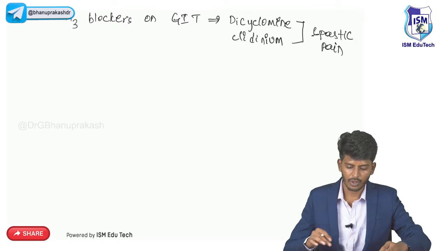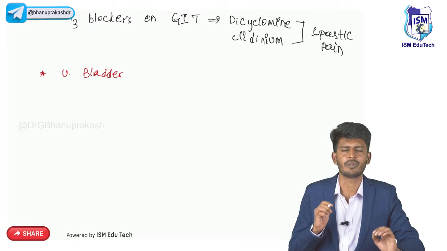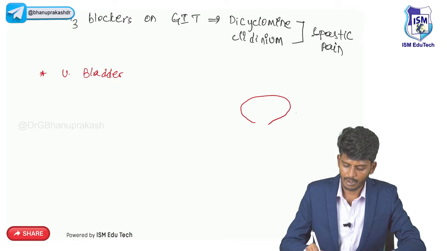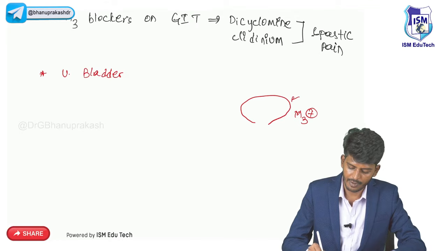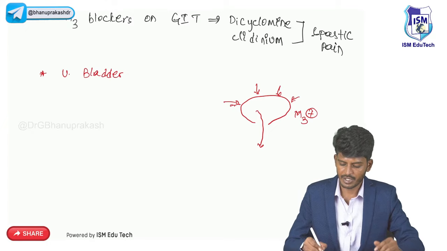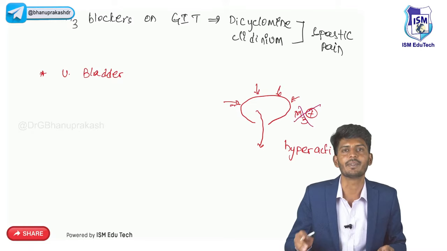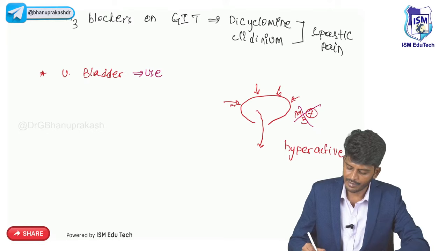Let's go to the next important location. That is your urinary bladder. Guys, please listen to me very carefully. Confusing aspect. Consider this is your bladder. In the bladder, which receptors are there? M3. So, if I stimulate the M3 receptor, the bladder will contract. If the bladder contracts, urine will come out. If I have a patient with a hyperactive bladder, meaning frequent urination, for that patient, what I have to do? I need to block this M3 receptor. So exactly in the urinary bladder, where do we use it? A patient who is having which disorder?